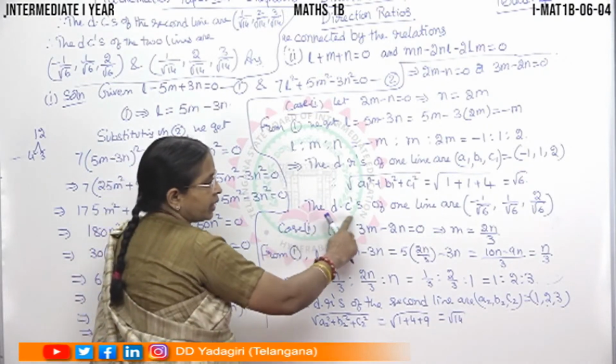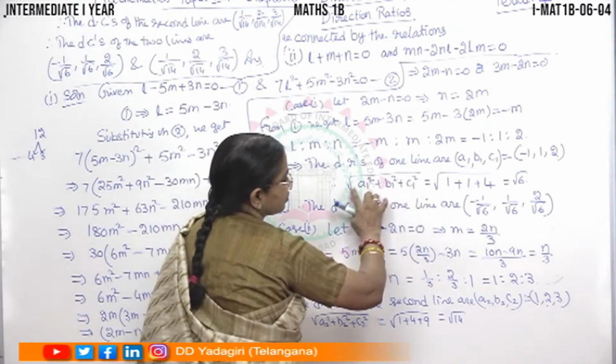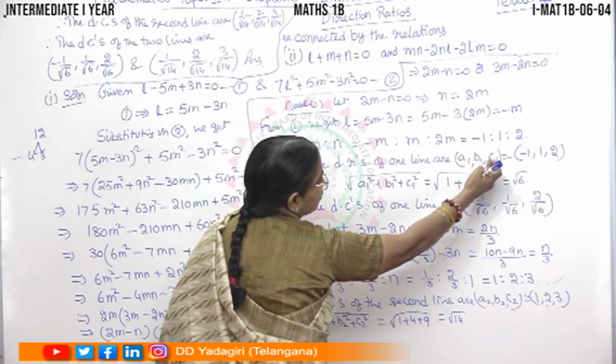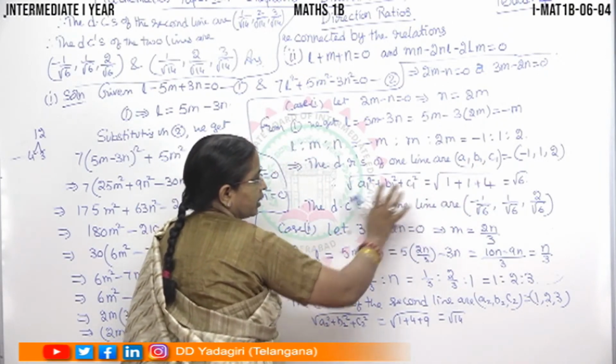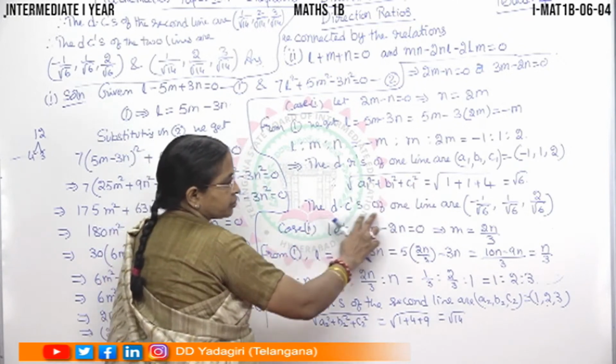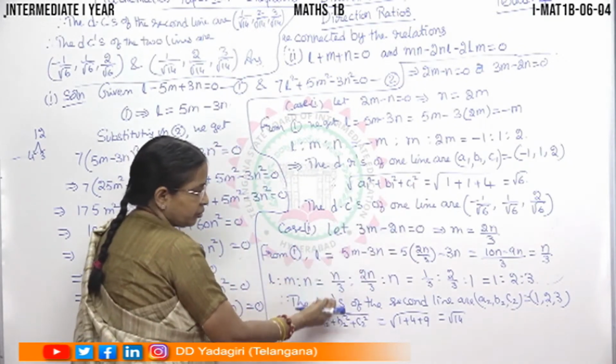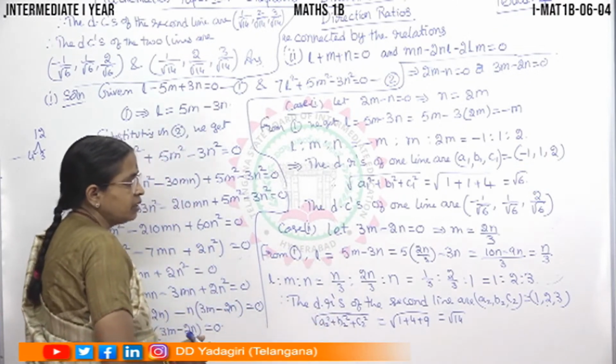To convert them to direction cosines, you take the square root of the sum of the squares, a1 square plus b1 square plus c1 square. Find the value. Then you will get the direction cosines of the first line. In the same way, you find the direction cosines of the second line.